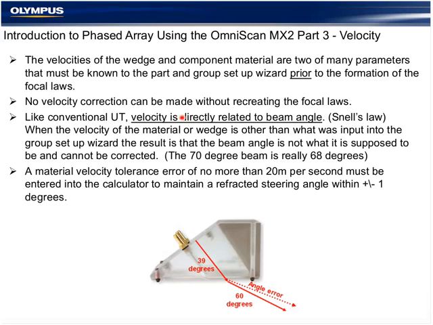The velocity is directly related to beam angle, like Snell's law. A material velocity error of no more than 20 meters per second must be entered into the calculator if we expect a 1 degree angle accuracy tolerance. In other words, velocity is related to angle. If either the velocity of this wedge or the velocity of the material you're inspecting is other than what the software thinks it is, the result is angle error.